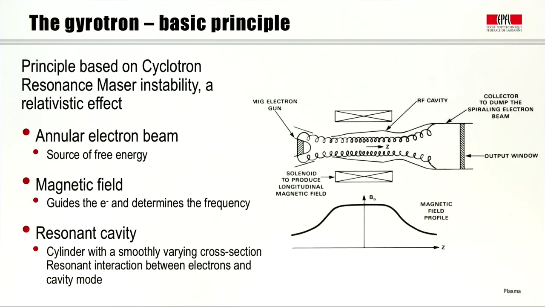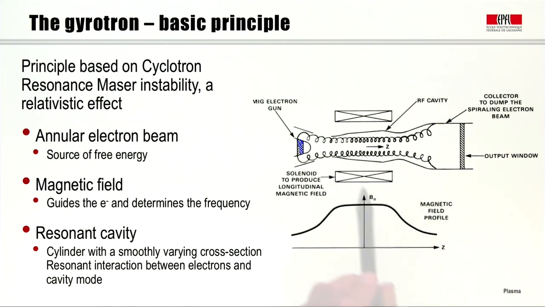What is a gyrotron? Let's look at the basic principles behind its functioning in very simple terms. The function is based on the so-called cyclotron resonance maser instability, which is a relativistic effect associated with the bunching of the electron motion as they gyrate around the field lines. There are three essential components in a gyrotron. There's an electron beam that's annular, which is produced by a cathode, here illustrated in this shaded area. The electron beam propagates in the axial direction here, guided by a strong magnetic field, which is produced by the coils of which we see the cross sections here, which again confine the electrons, but also determines the frequency at which they gyrate around the field lines.